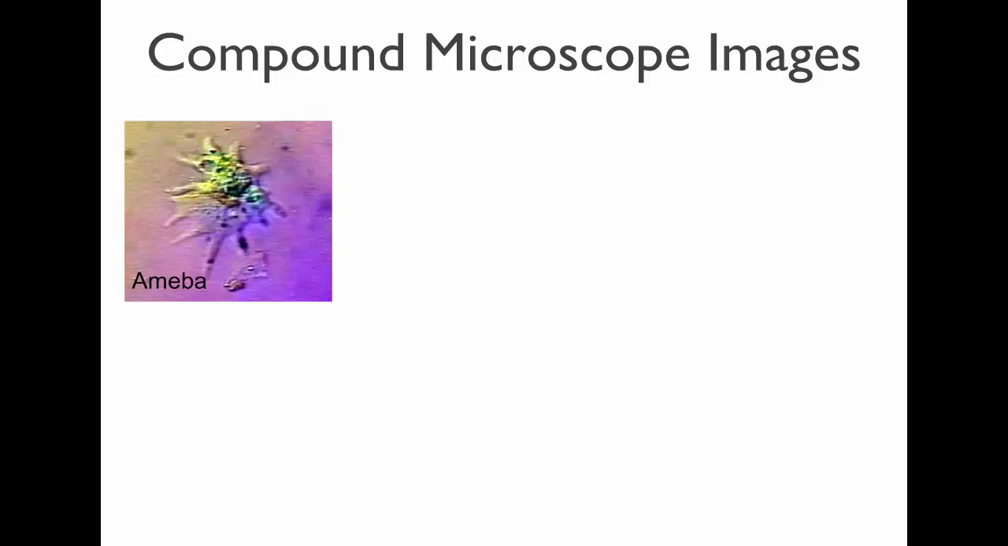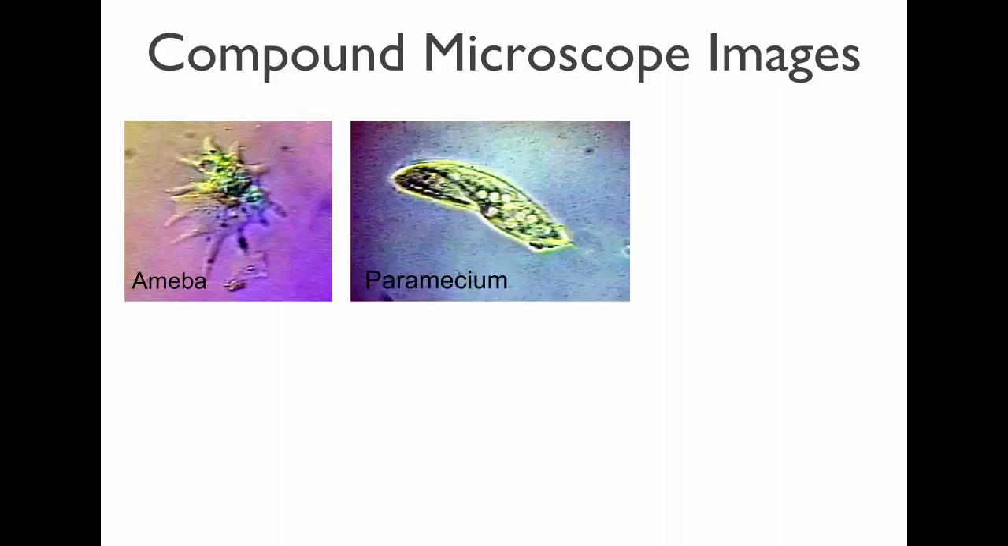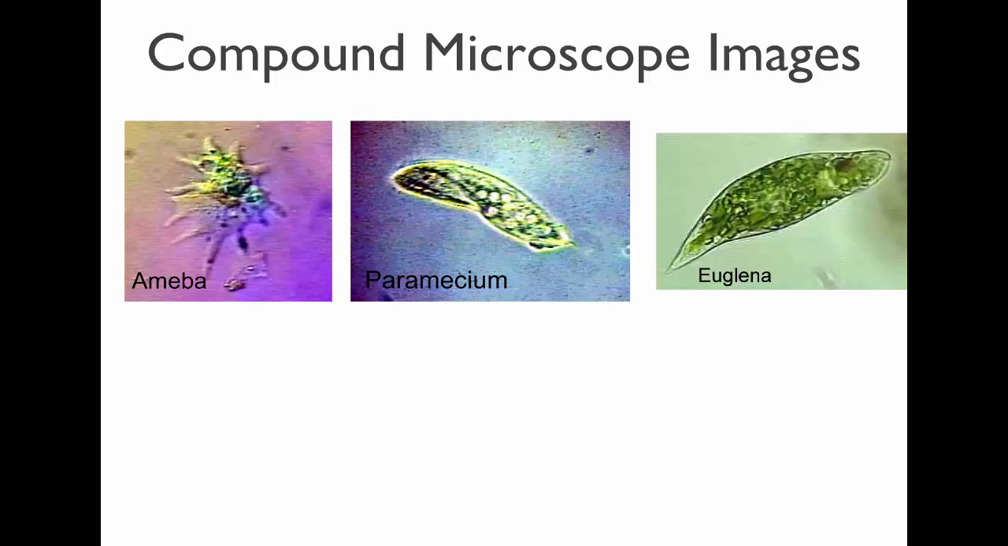Here are some examples. This is an amoeba. That's a single-celled organism, a tiny little thing that lives in fresh water. We'll actually get some living amoeba in a few weeks to look at. But you need the microscope to see them, because that's how small they are. This is a paramecium, another single-celled organism that swims through fresh water. We will look at those.